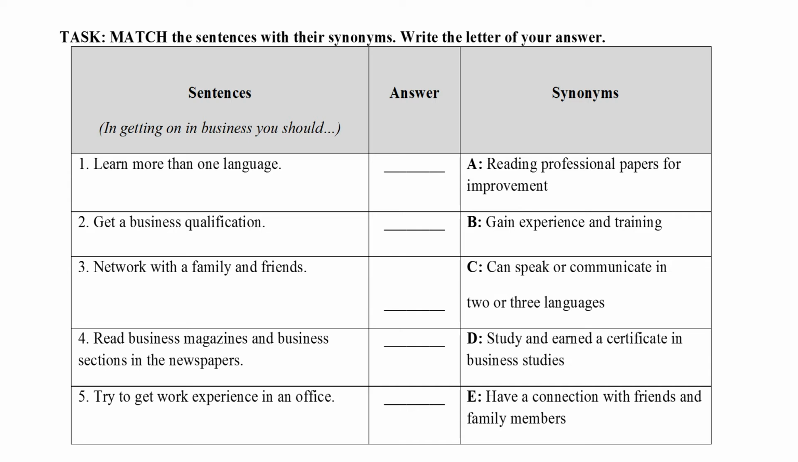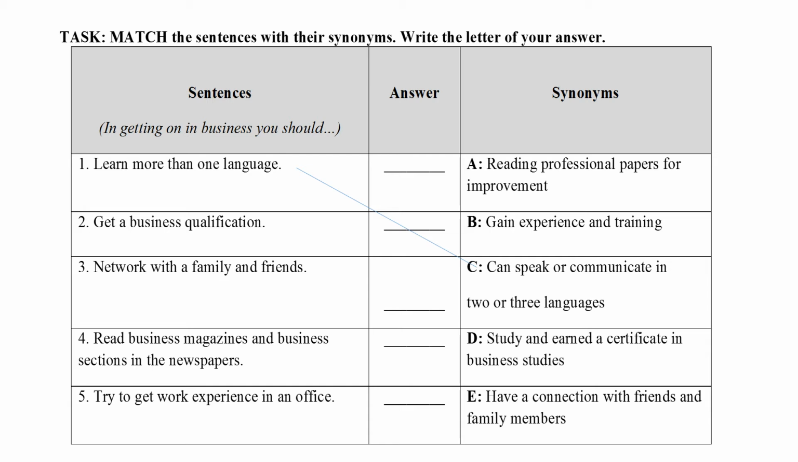So the sentence, "In getting on in business you should," means that if you want to get in a business you have to learn and get 5 things. Number 1, learn more than one language. If we want to see a synonym for that, what does it mean, more than one language? It means that you can speak or communicate in 2 or 3 languages, you know, English, Arabic, Spanish, whatever.